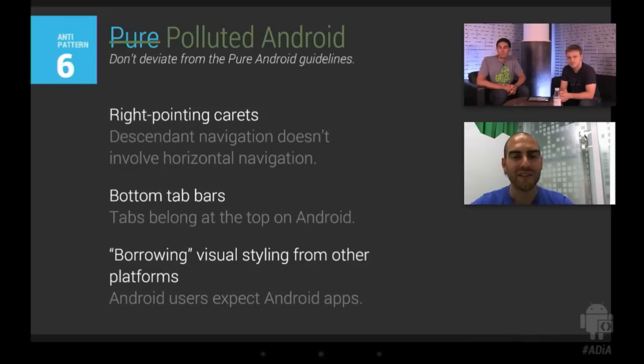If I'm using 50, 60, 70 apps on my Android phone and I switch to your app and your app doesn't look and feel how an Android app should look and feel, then you're the one who's going to stand out. So some very, very common things we might see might be, for example, using right pointing carets to indicate that there's a level below of information.